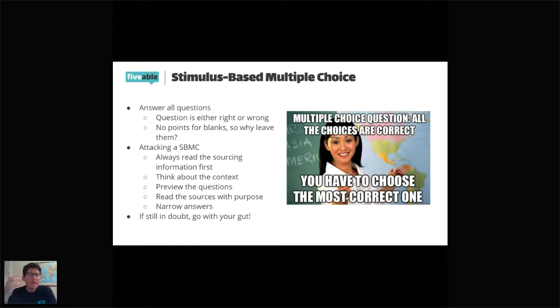So think about the context and get your cogs turning in your brain before you try to tackle the source, right? Understanding the source of the information will really help you narrow down some answers. Then preview the question. You do not want to read the source without knowing what you're reading for. Sometimes the questions will tell you where to look.